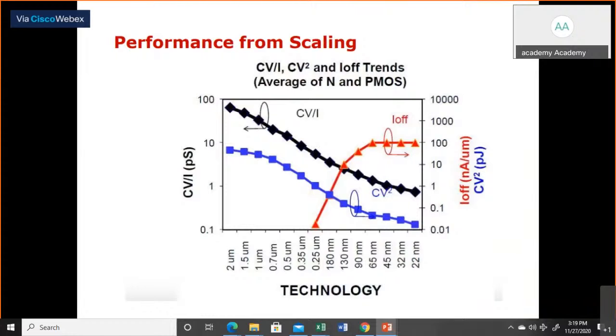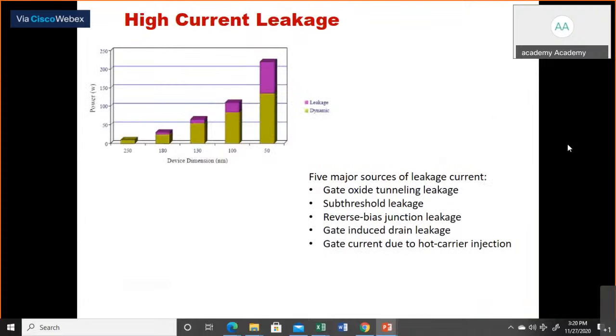So in summary, when we go for technology scaling, the speed or CV by I delay will reduce. Delay will reduce by around 10 times, but the off leakage current increases around 100 times because of the scaling technique.